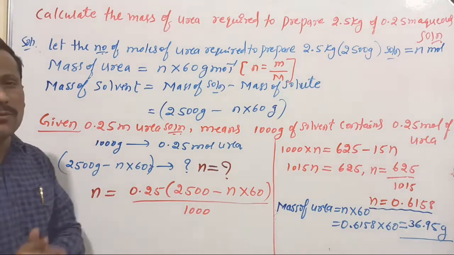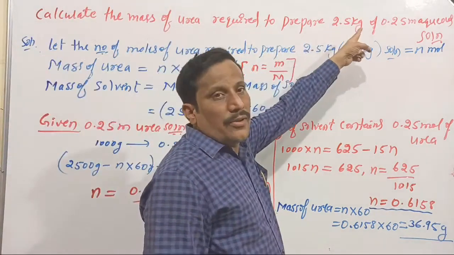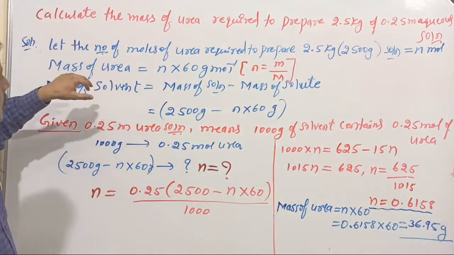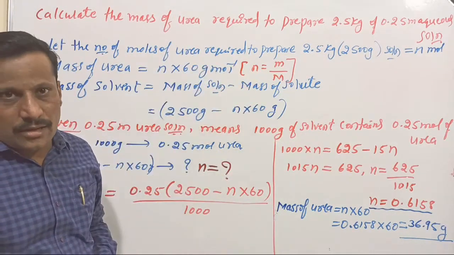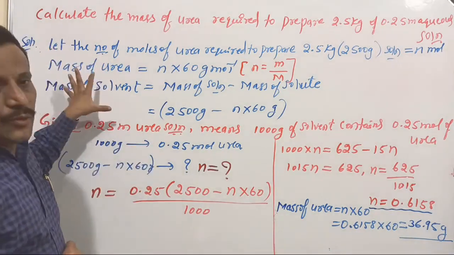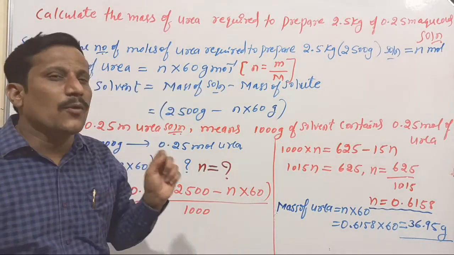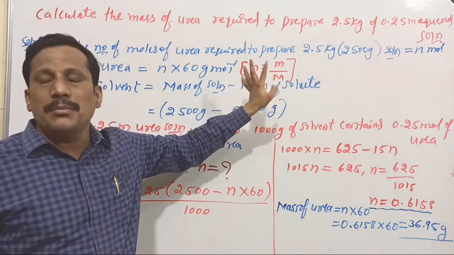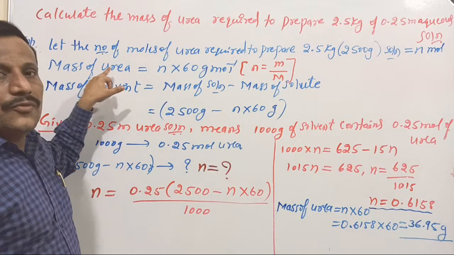Okay, let me explain this problem once again. Calculate the mass of urea required to prepare 2.5 kg of 0.25 molar aqueous solution. Let the number of moles of urea required to prepare 2.5 kg of solution be n. 2.5 kg is nothing but 2500 gram. Then mass of urea is equal to n into 60, because number of moles is equal to given mass divided by molecular mass.